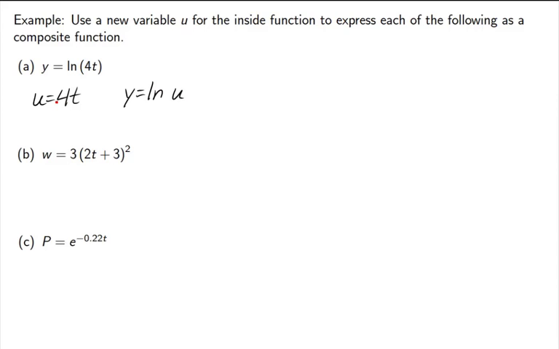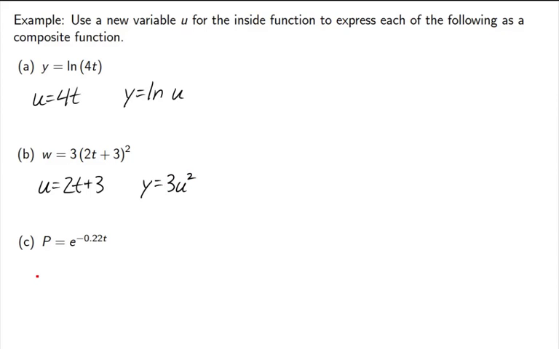And so both of these expressions are a little bit simpler, which comes in handy as we go further in the course. Let's do another one. The inside function is what's inside the parentheses. So we're going to say 2t plus 3. And with that said, y is going to be 3u squared.